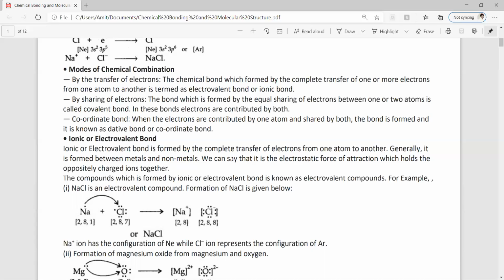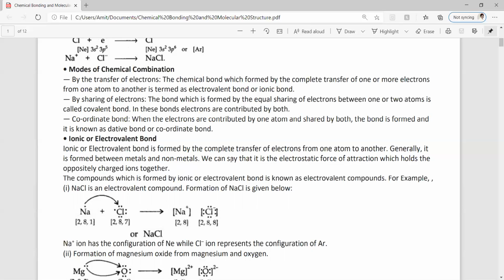When the electrons are contributed by one atom and shared by both, the bond formed is known as dative bond or coordinate bond. So only one atom is contributing and it is being shared by both of them. Then that is called a coordinate bond. Let's go through these one by one.